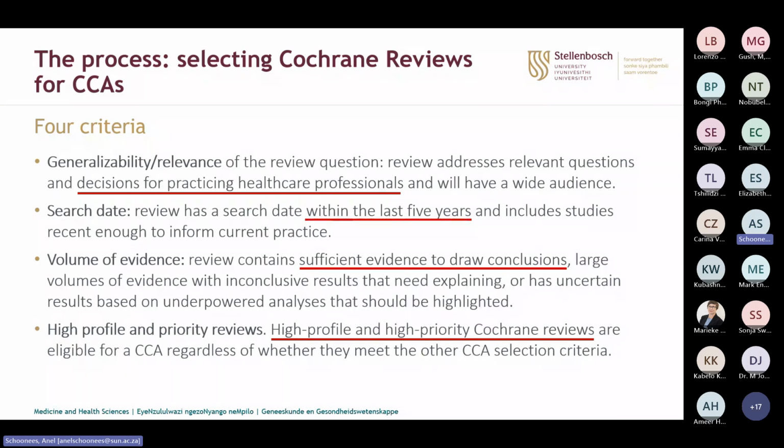Then the search date is also an important criterion. They won't use Cochrane reviews that are older than 5 years old. So they will choose Cochrane reviews of which the last date of search was within the last 5 years.